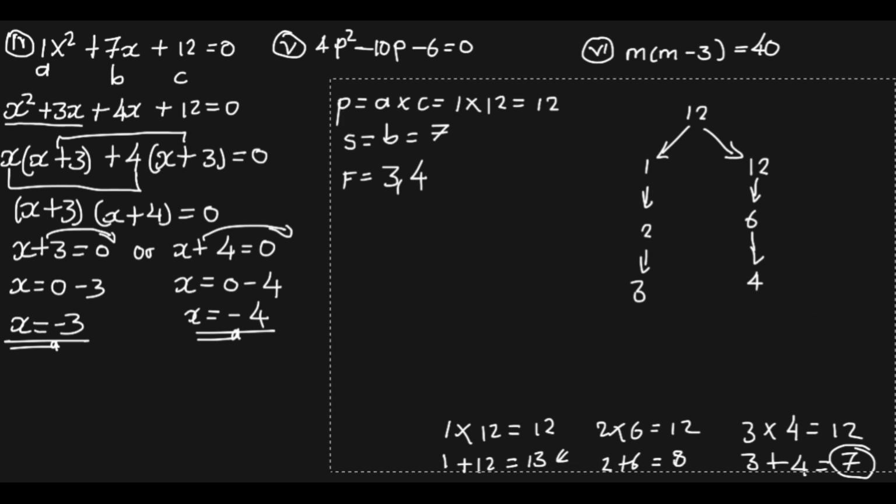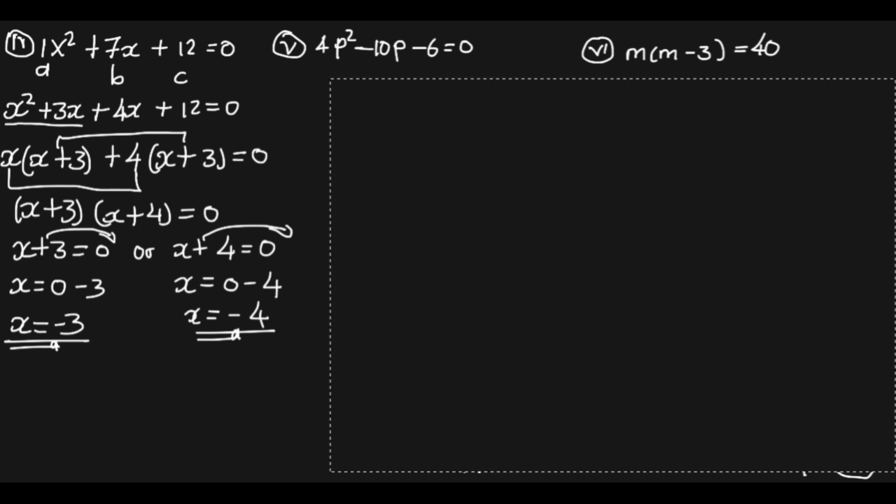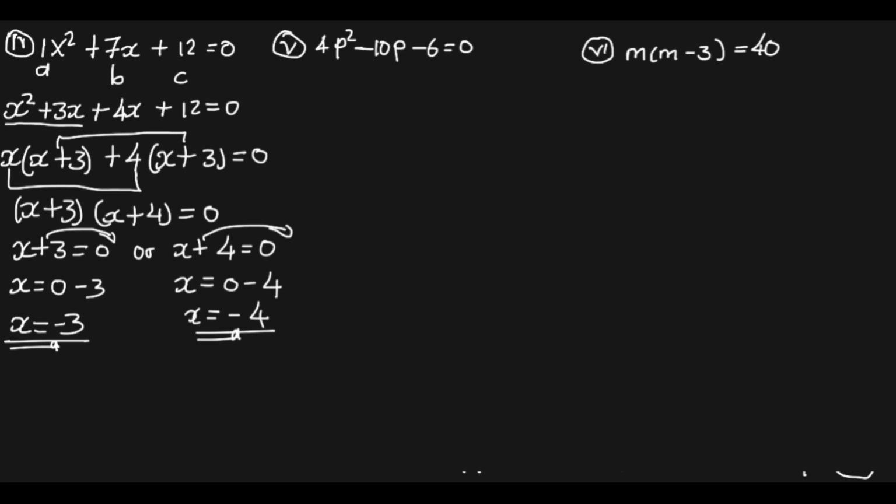So let's move on to the second part. Here also we are going to use the same method. So we are going to find the product, the sum, and the factors. So the product, we said we need to multiply the value of a with the value of c. Then from there we can proceed by finding the sum. Okay, so now let's find the product.